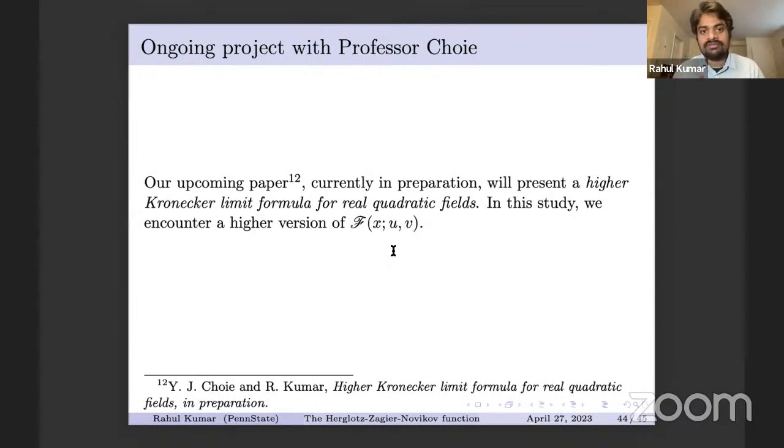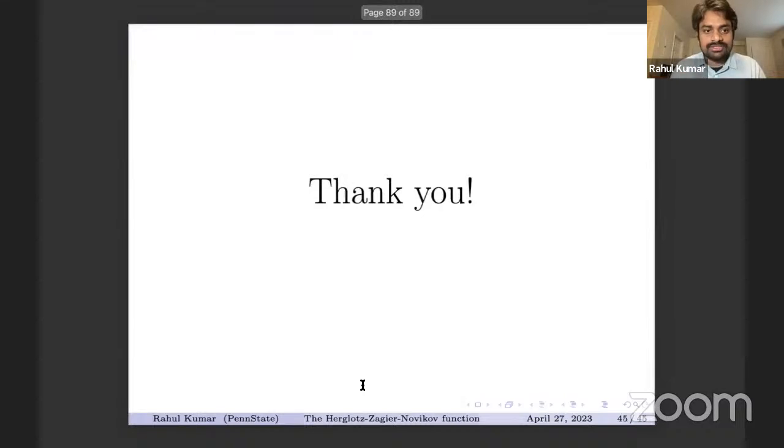So it is a difficult case, and now we have obtained a higher Kronecker limit formula for real quadratic fields. In that Kronecker limit formula, what we are actually getting is a higher version of this Herglotz-Zagier-Novikov function that we discussed today. As an application of the theory of this higher version of f, using its functional equation and this Kronecker limit formula, we evaluated zeta values at higher natural numbers in this paper. I hope it will go soon for publication. So this is all that I wanted to say today. Thank you, and please let me know if you have any questions.